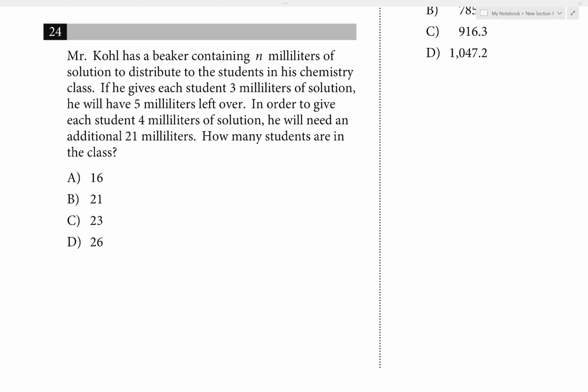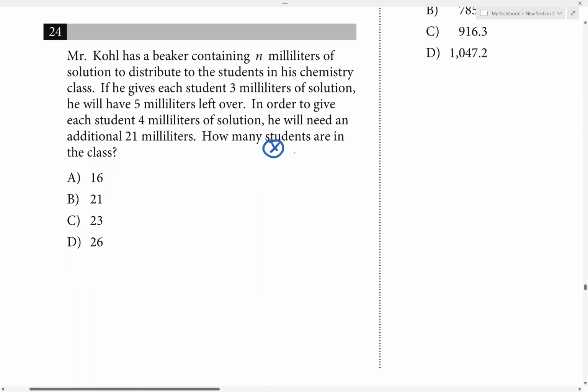Okay, so this question is a little bit tricky. It's kind of difficult to set up the equation. But what we can do is say we're trying to solve for the number of students in the class. So let's call the number of students in the class x.